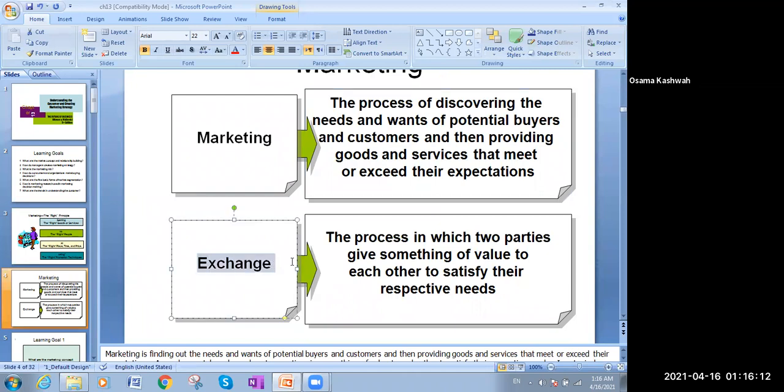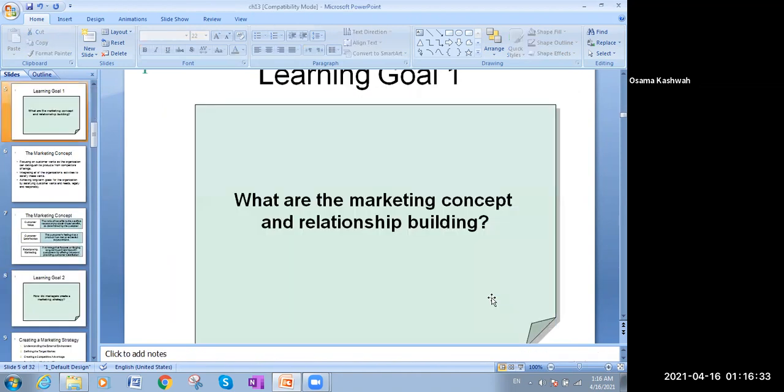How about the exchange? What do you mean by the exchange? The process in which two parties give something of value to each other to satisfy prospective needs. So in an exchange, I will give you money, and I will take from you the goods and services. I need the goods and services, and you as a seller need money.